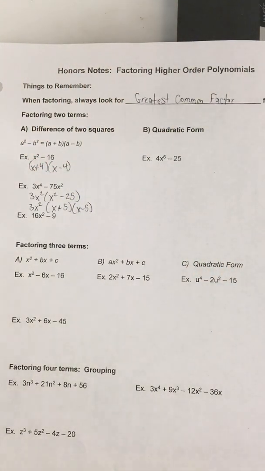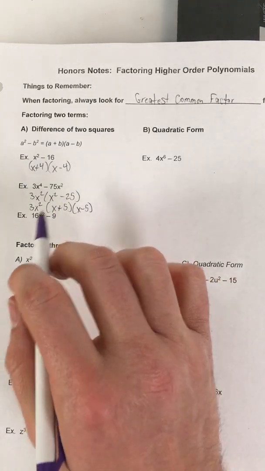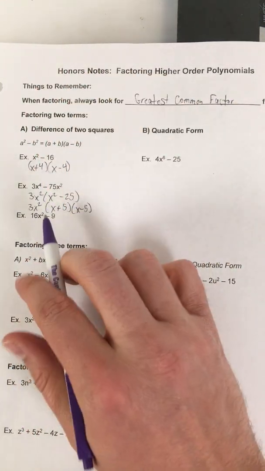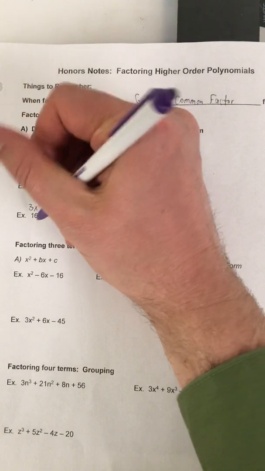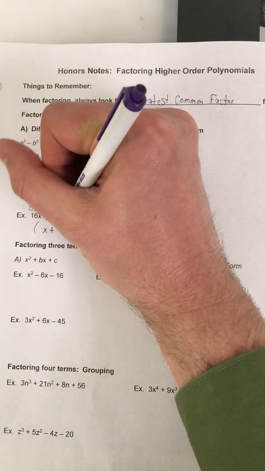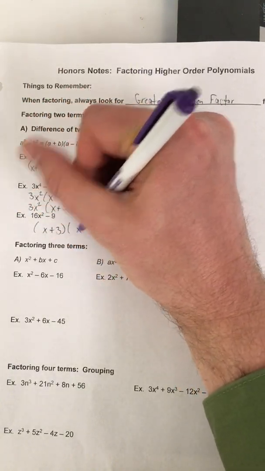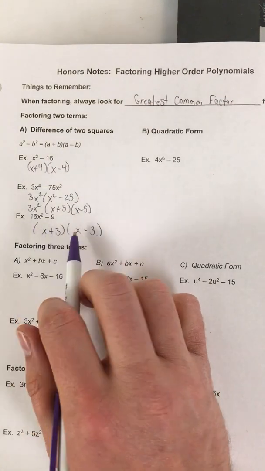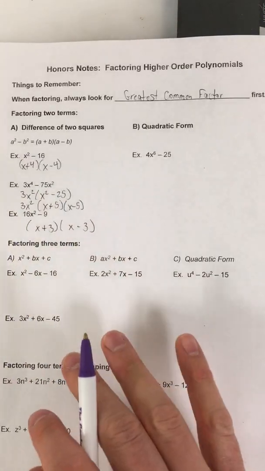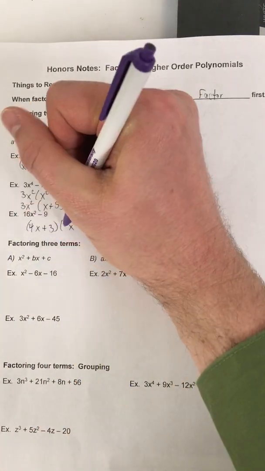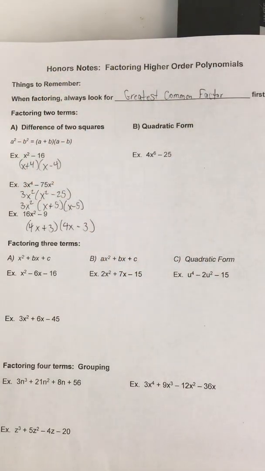Now this third example, 16x squared minus 9, I'm going to factor it just like these. I'll have x plus 3, x minus 3, but what would I need on both of these x's so that they multiply to give me 16x squared? I need 4's. 4x plus 3, 4x minus 3.